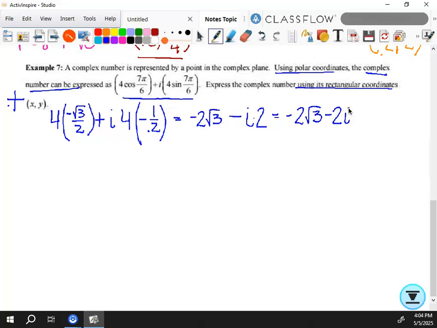So that is my complex number, trig form of the complex number. Rectangular form is just going to be negative 2 square root of 3, negative 2, right? So it all just comes right back down to r cosine theta, r sine theta. And if you can remember that, what to do with these.